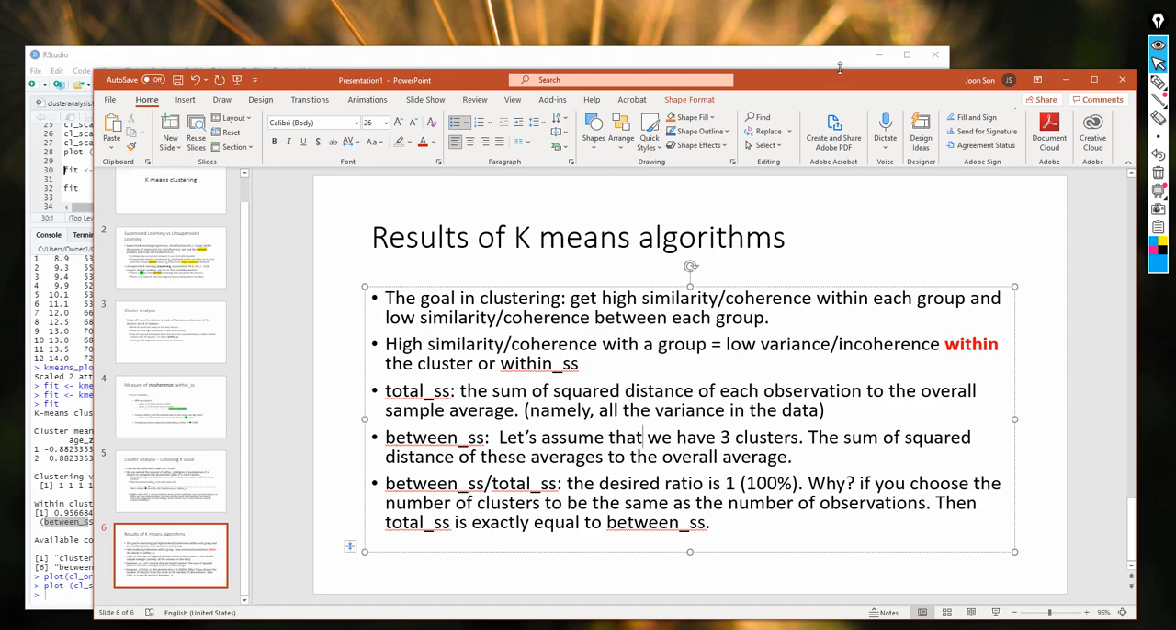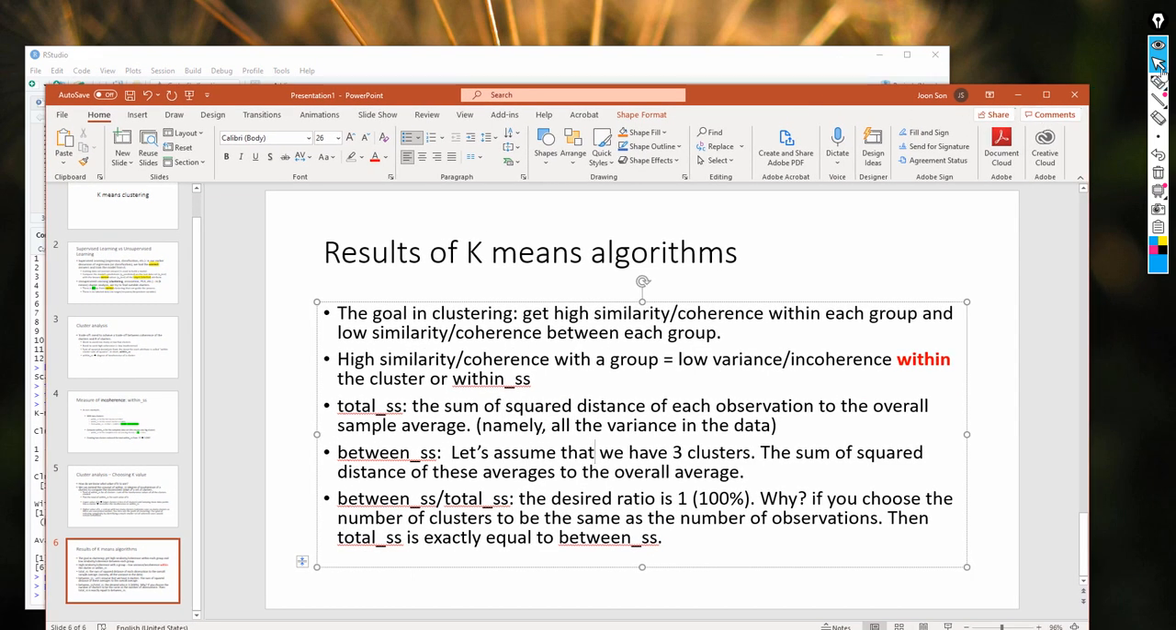So basically, the idea is this. Let me just use the pen. Let's say we have 3 groups. Actually, let's just use 2 groups for simplicity. The within SS is just within this group, right? The level of incoherence within this group. So you have a within SS. And the between SS, concept-wise, is the distance between these 2 groups. This is the concept.